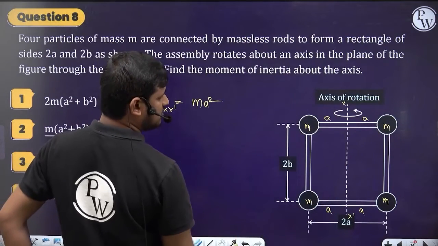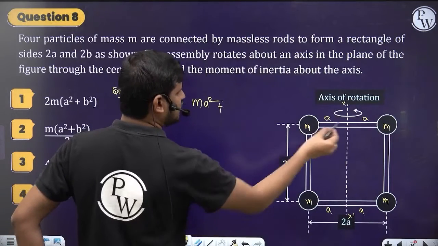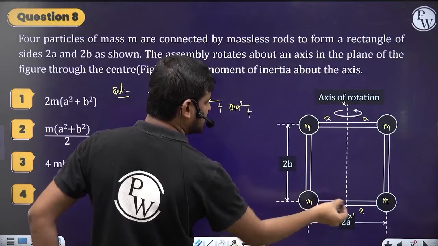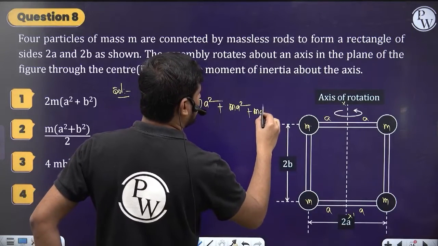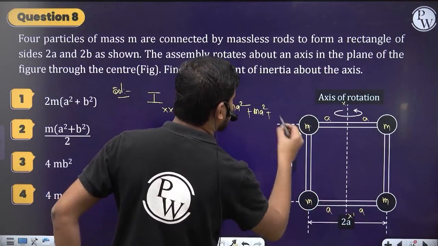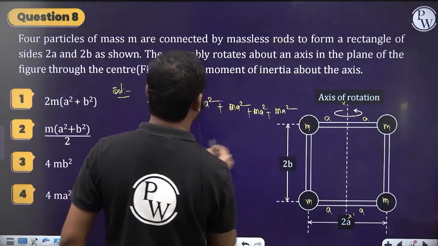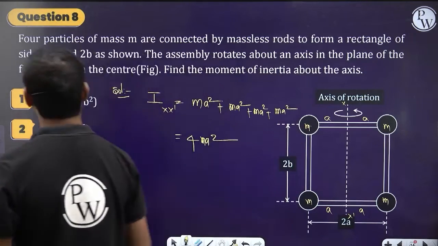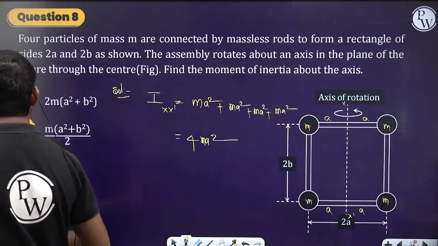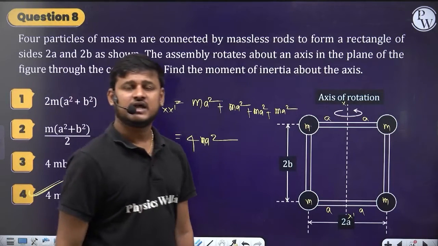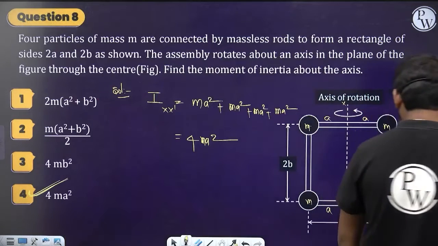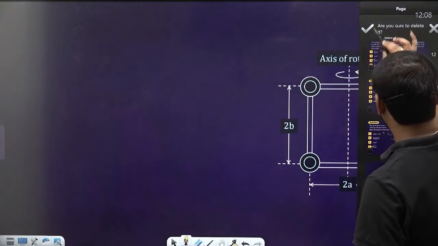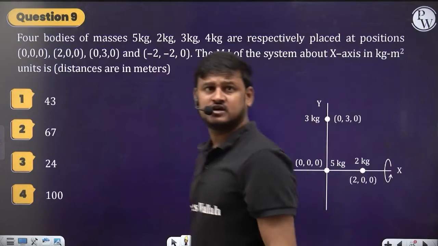Ma square plus what is due to this mass? Again ma square. What about due to this mass? Again ma square. And due to this mass? Again ma square. So the total moment of inertia will be 4ma square. So option 4 is the correct answer. Clear, guys? Understood? Simple question. We don't need another slide for this, so let's delete this and go for the next question, guys.